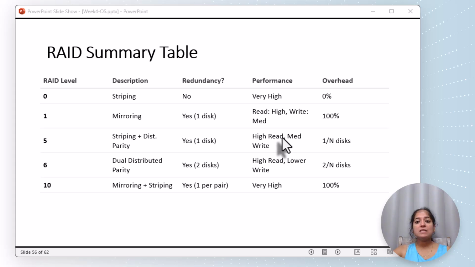So if we provide the summary table, RAID 0 is based on striping, so there is no redundancy. The performance is very high and overhead is 0%. RAID level 1 is mirroring. It uses the mirroring. Redundancy is there on one disk. It can perform read and write operations, 100% overhead. RAID level 5 is based on striping plus distributed parity. RAID 6 is based on dual distributed parity. And RAID 10 is based on mirroring plus striping.